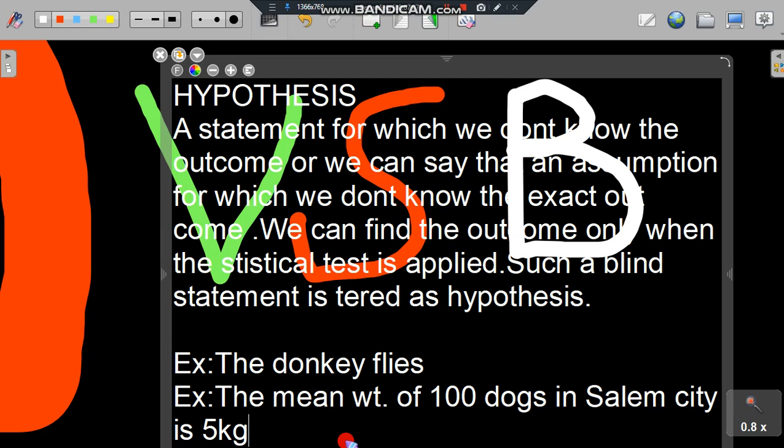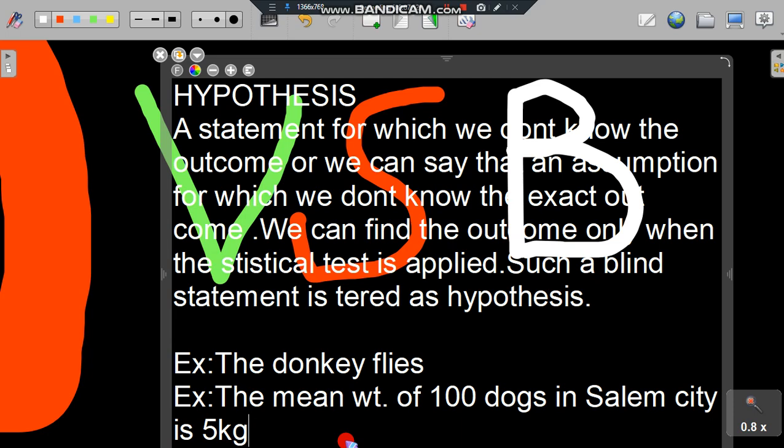We cannot claim this argument unless we go for a statistical test. If the statistical test is accepted, then the statement is accepted. If the statistical test is rejected, then the statement is also rejected. So these are just blind statements. Without consulting a statistical test, we cannot say that this is true or this is false. Such a blind statement, we call a hypothesis.